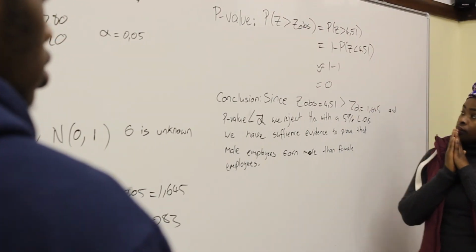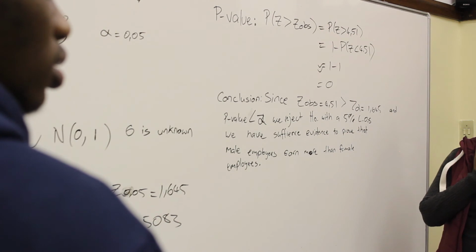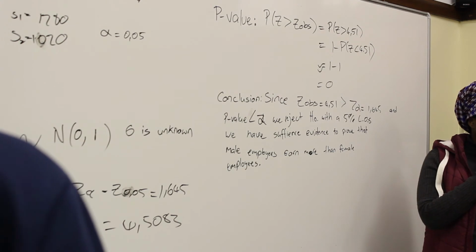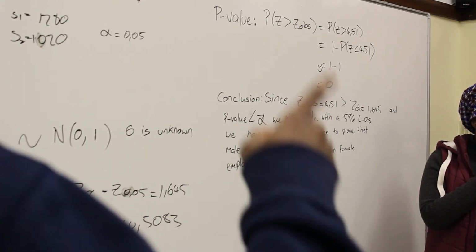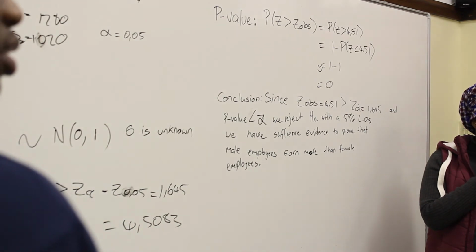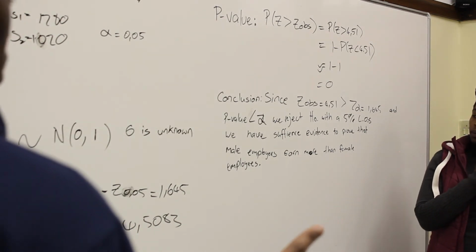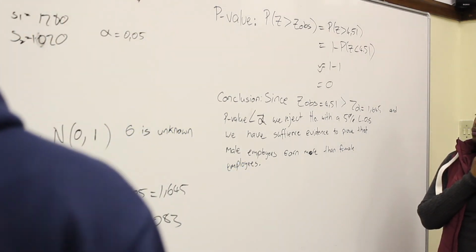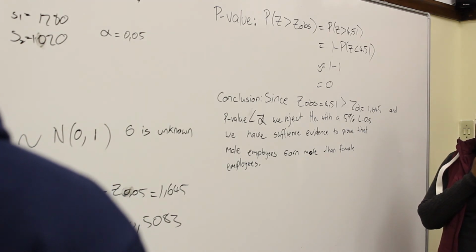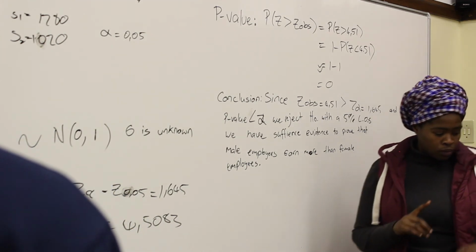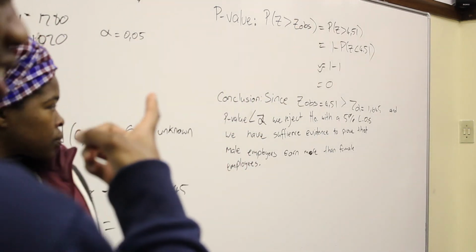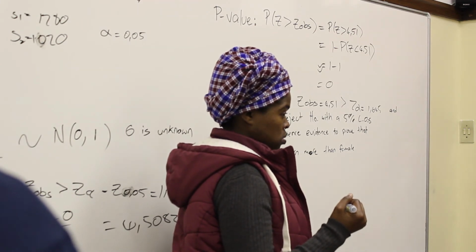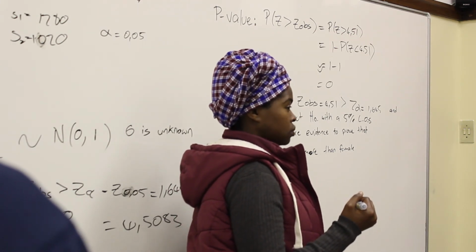I'm not sure, correct me if I'm wrong. Like in class, there's a part that will say that the signs have to face the same side. And I don't understand how the Z observed is 4.51, and then it's greater than, then on the p-value, it's less than. Aren't they supposed to face the same side? It confuses me.